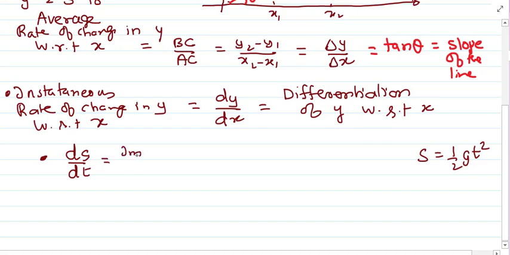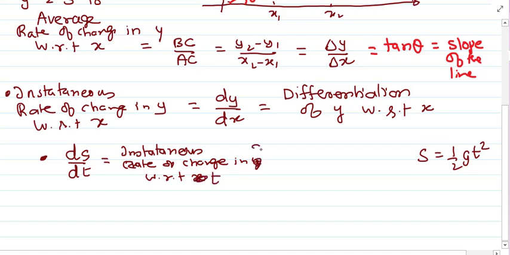This is the instantaneous rate of change in y with respect to x, or rather, in this case, the instantaneous rate of change in s with respect to t, because we have taken ds by dt. And what is this? Instantaneous change in displacement with time is nothing but instantaneous velocity. So by using the concept of differentiation, I am able to find the instantaneous velocity if I know the relationship of s and t.